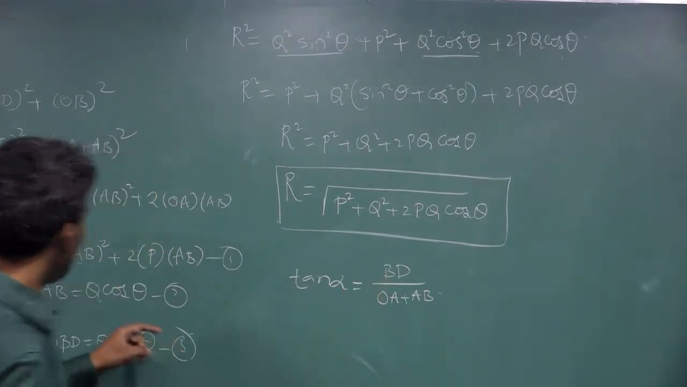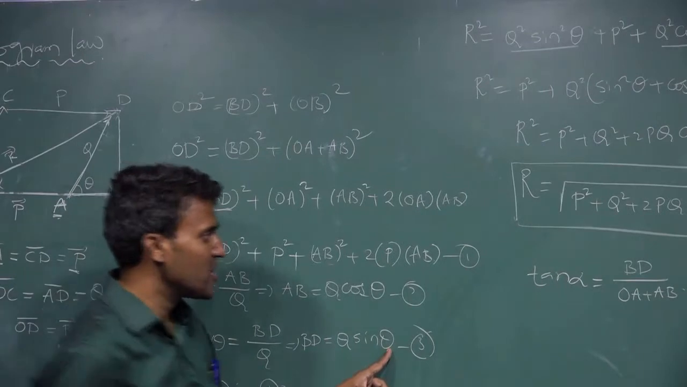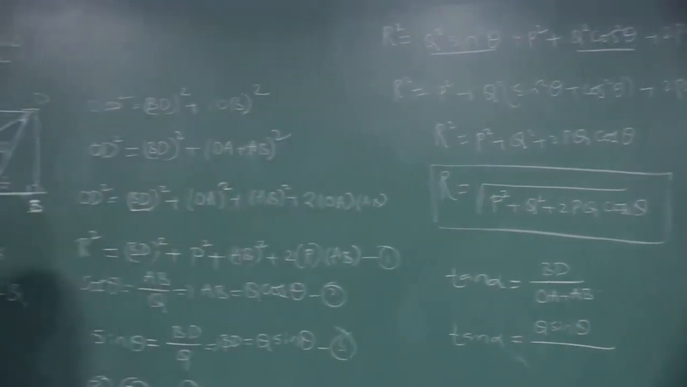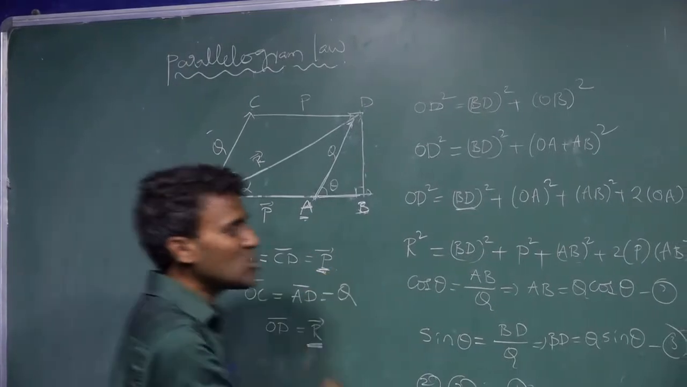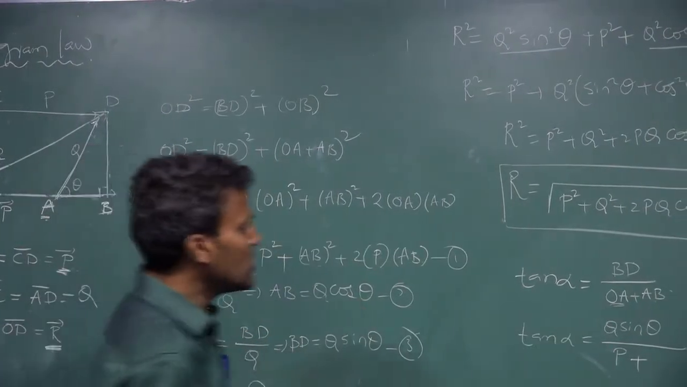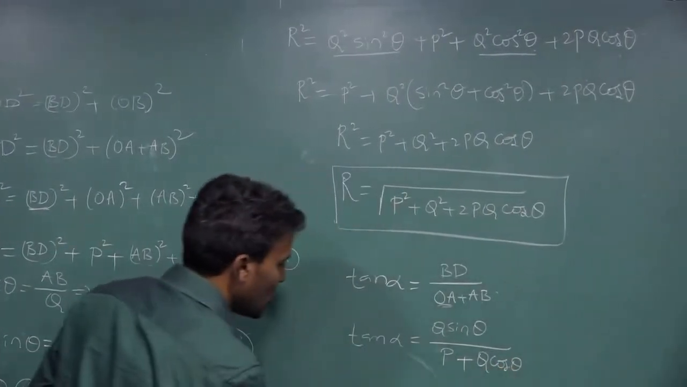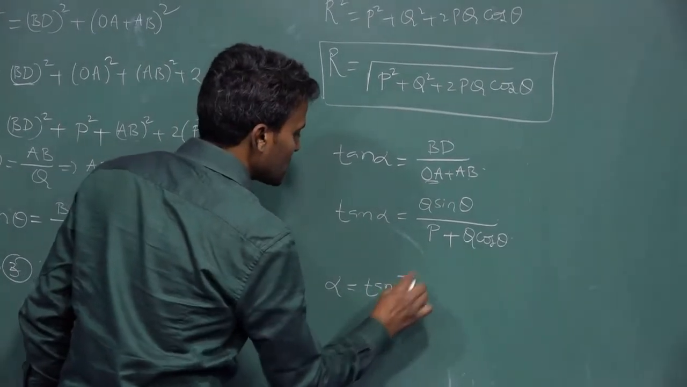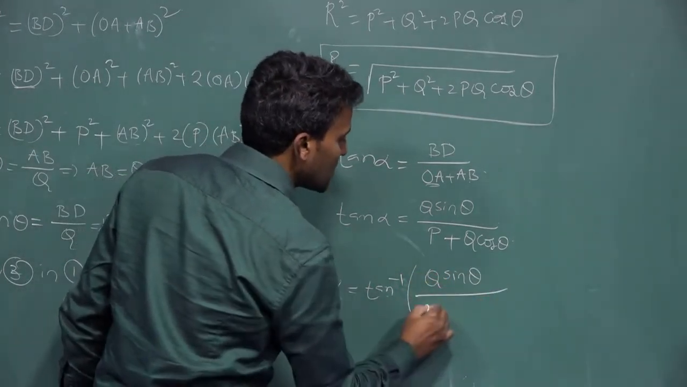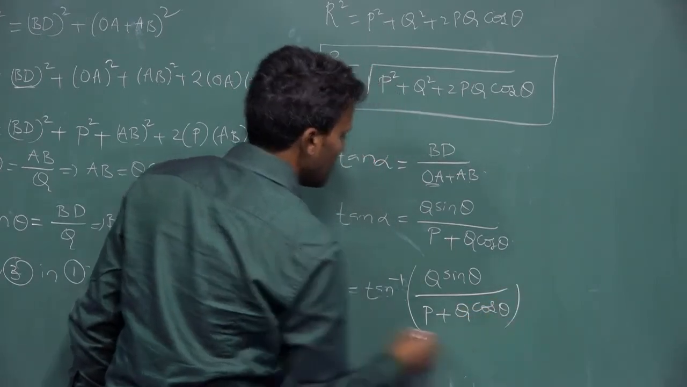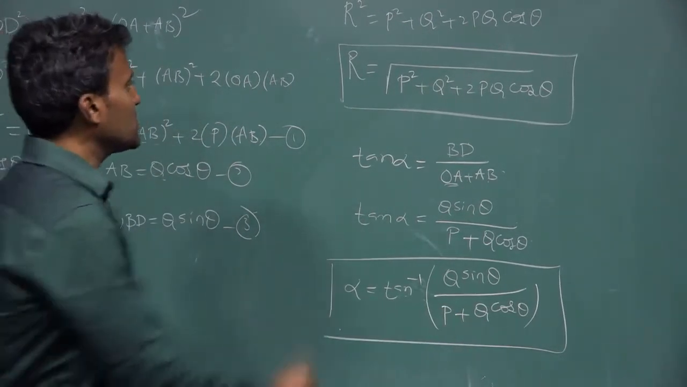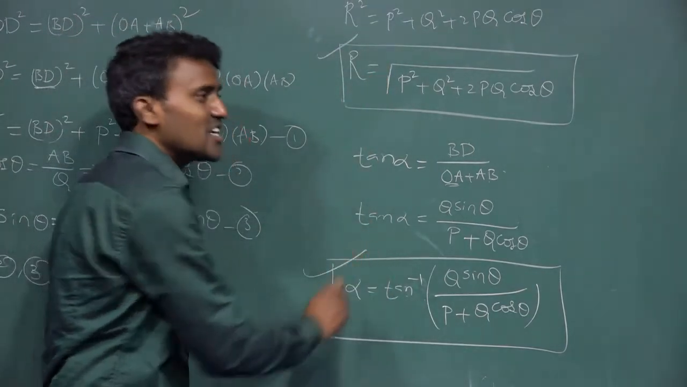What is the BD value here? Already we calculated, BD is equal to Q sin theta. So tan alpha is equal to Q sin theta divided by, what is OA? OA is equal to P vector, so OB is P plus AB. AB we calculated as Q cos theta, that is equation 2. So alpha is equal to tan inverse of Q sin theta divided by P plus Q cos theta. This is the direction of the resultant of the parallelogram.